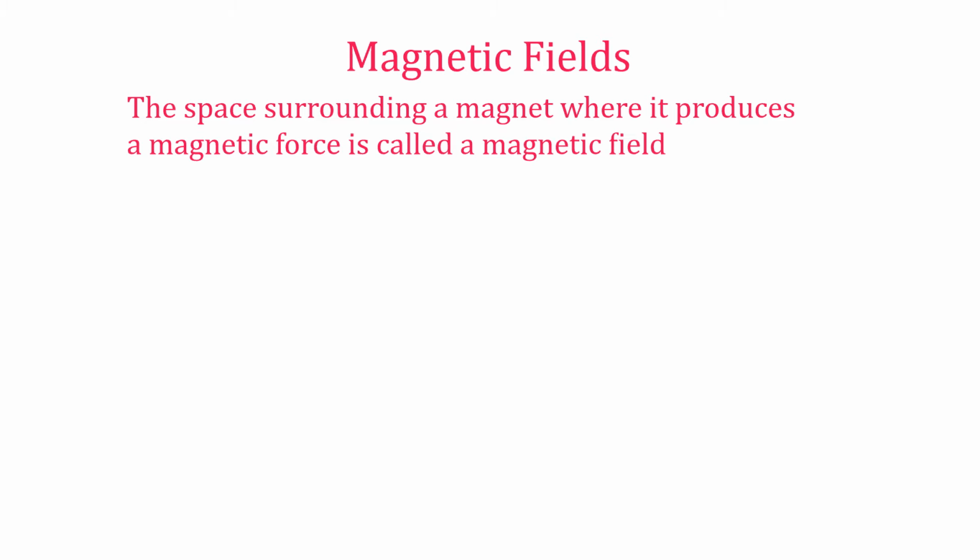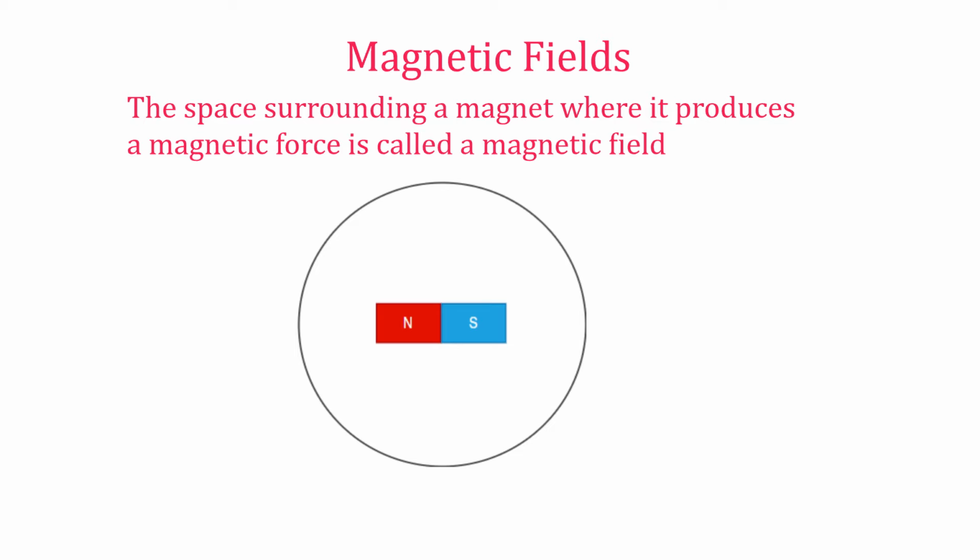Magnetic field. The space surrounding a magnet where it produces a magnetic force is called a magnetic field. A magnetic material, when placed in this field, will experience a force. It doesn't have to be close to the magnet to experience the force. The magnetic field is represented by lines referred to as lines of force or field lines. The magnetic field has a direction. The direction is shown on the field lines.